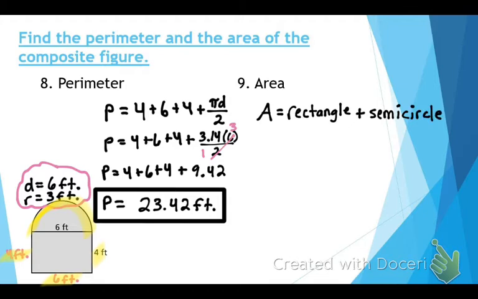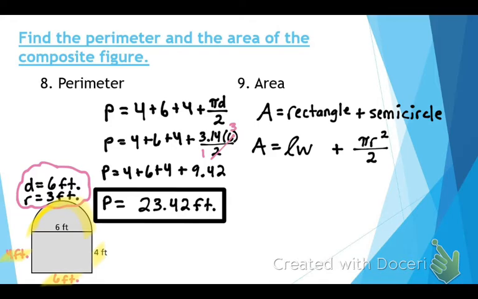So now what we have to do, this is why you have to have your formulas memorized. What is the area of a rectangle formula? Length times width. Plus, what is the semicircle formula? Pi r squared, divided by 2. I want you and your partner to try to get the area of this composite figure. All right, let's see what you got.